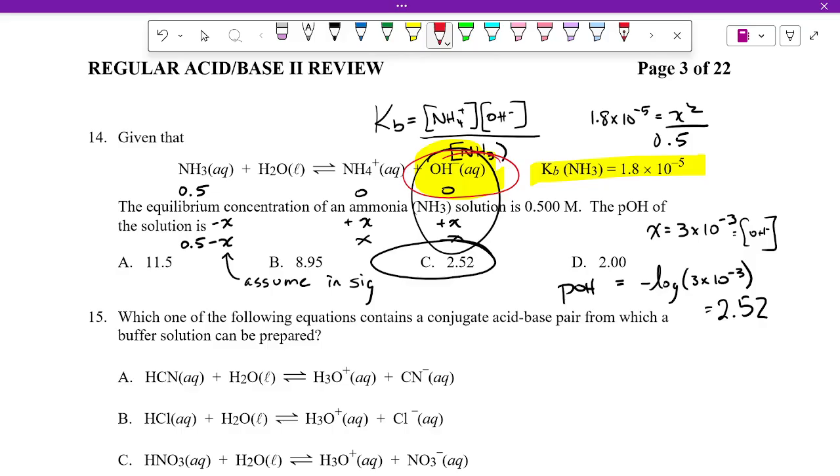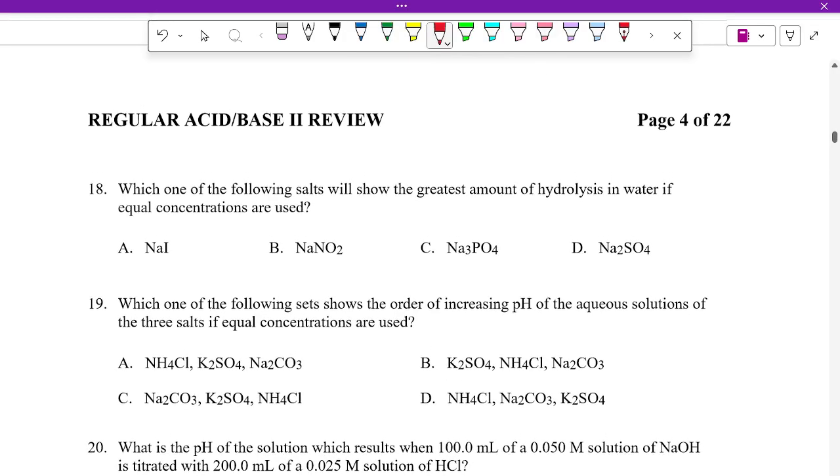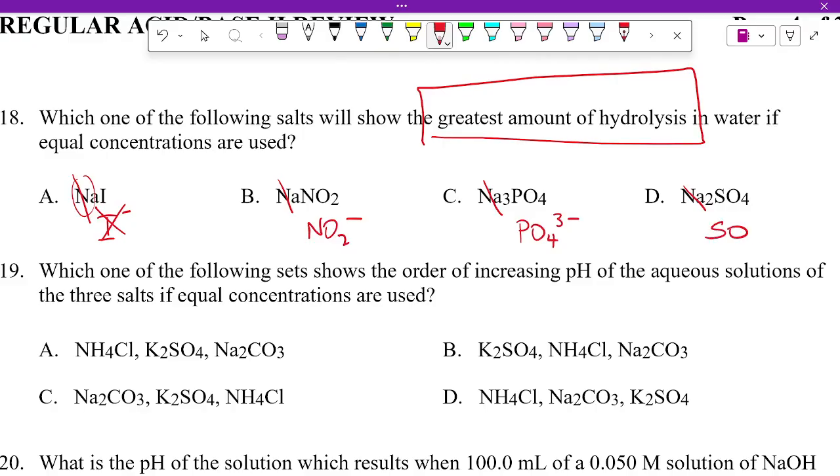Yes, 18. Which one of the salts will show the greatest amount of hydrolysis if equal concentrations are used? Obviously it's not any of the Na's, so it's all the anions. We're looking at I minus. Does it hydrolyze? No. So it's definitely not A. We have NO2, we have PO4, and we have SO4.